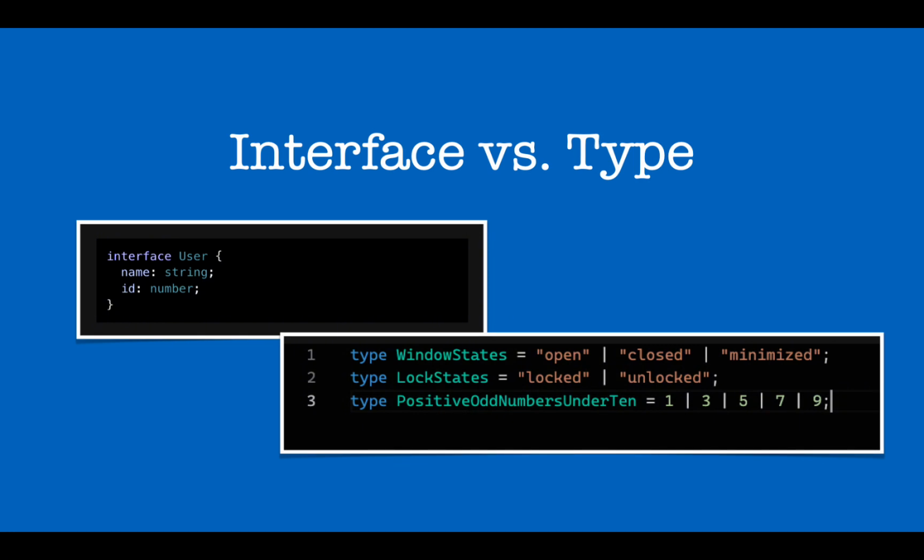And then the type PositiveOddNumbersUnder10. It's exactly what it sounds like: positive odd numbers under 10. So 1 or 3 or 5 or 7 or 9.